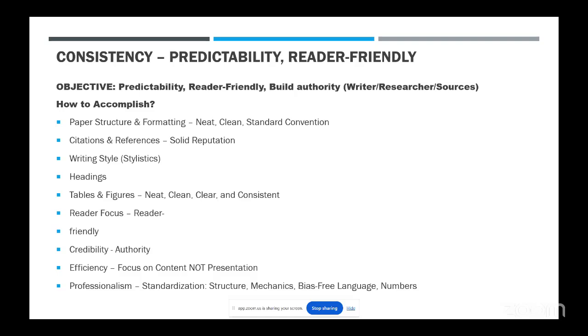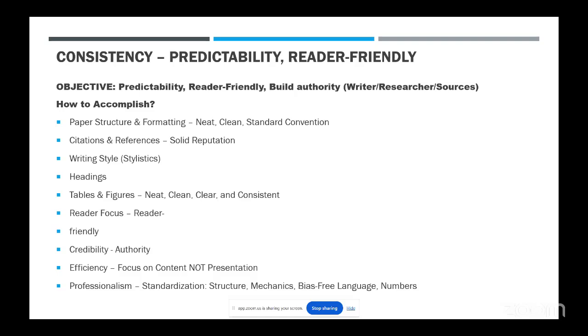Your reader focus, again, predictability. You're writing for your reader or readers. So it should be reader focused. Okay. You're not writing for yourself. You're writing to communicate your information to readers. Okay. So it should be reader friendly. Again, the credibility, that's how you establish the authority of not just you, but your sources. Okay. The experts that you used in order to compile your information. And then the efficiency of your information.